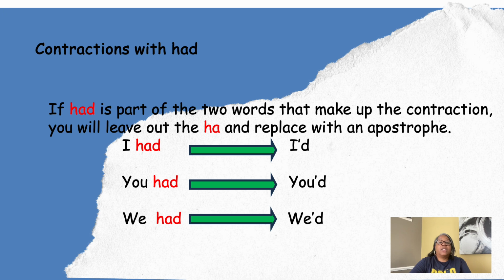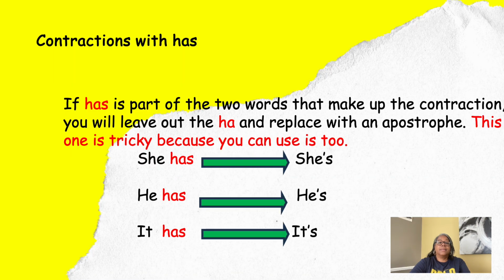When working with contractions with had, it is very similar to the word have. You will leave out the H and the A and replace them with an apostrophe. I had, you had, and we had.